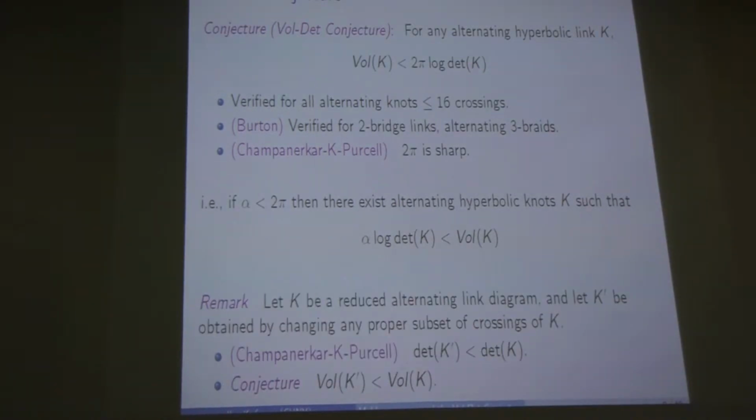But here's another similarity, a structural similarity. If you take a reduced alternating diagram and you let K prime be obtained by changing any proper subset of crossings, then the determinant drops. We conjectured that the volume also drops, and we checked this. For the first 10 million alternating knots, we changed 1 crossing at a time, every single crossing, and without exception, the volume dropped, sometimes to 0 if it was an unknotting operation. But this is an open conjecture. So somehow, in an alternating projection, you're maximizing both the determinant and the volume.